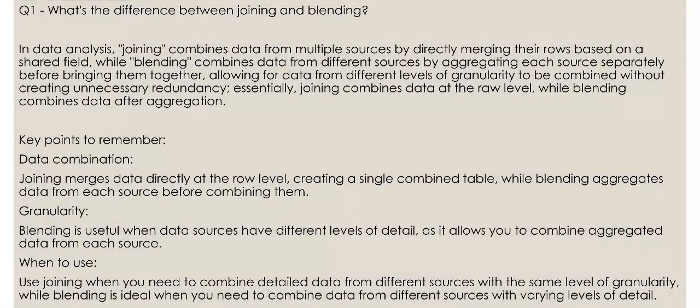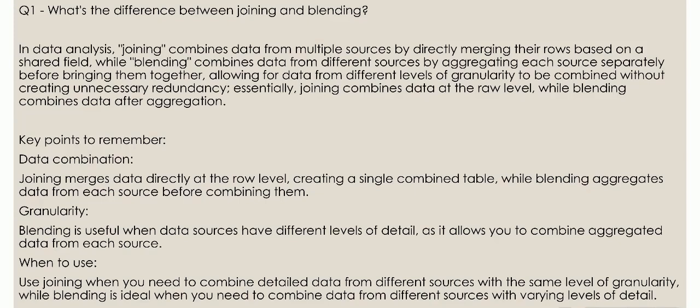What's the difference between joining and blending? In data analysis, joining combines data from multiple sources by directly merging their rows based on a shared field, while blending combines data from different sources by aggregating each source separately before bringing them together, allowing for data from different levels of granularity to be combined without creating unnecessary redundancy. Essentially, joining combines data at the raw level, while blending combines data after aggregation.